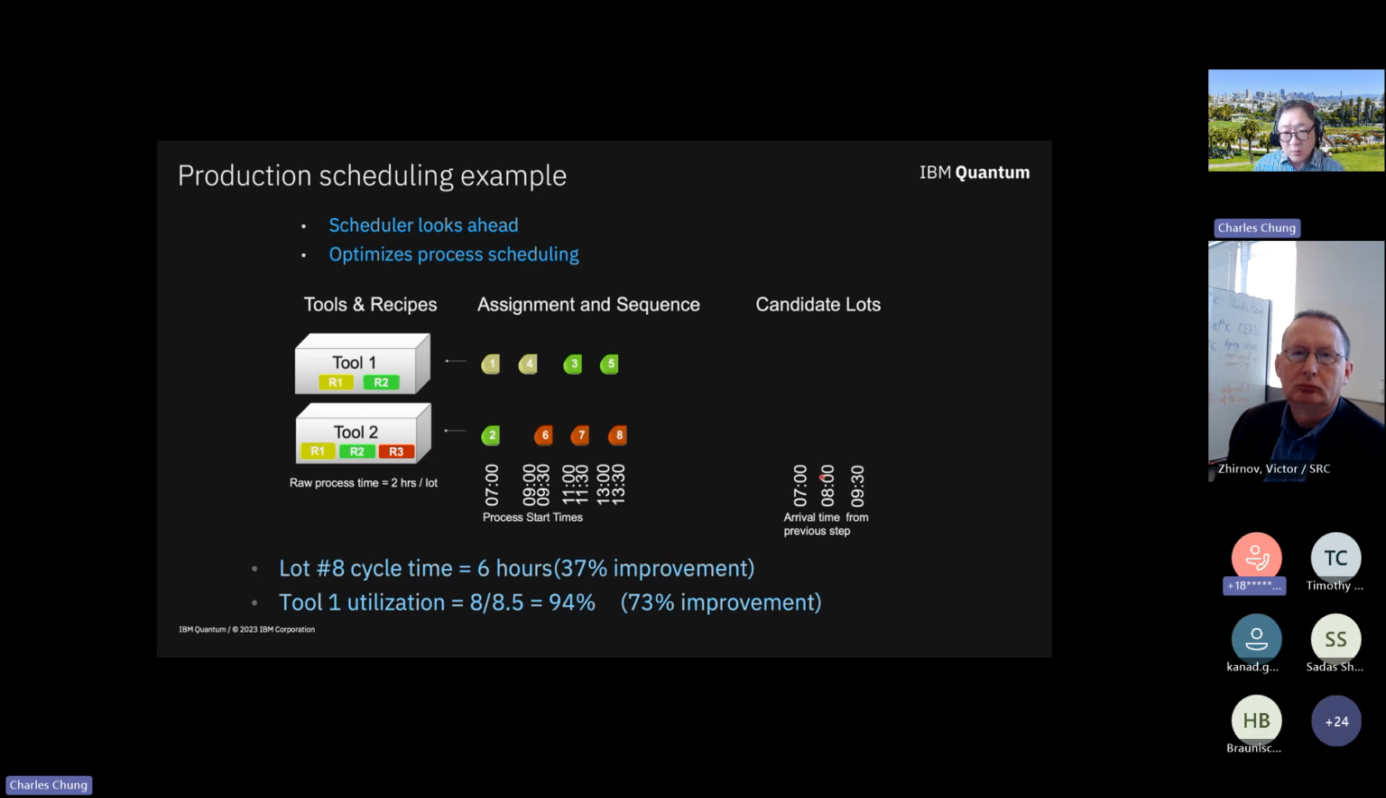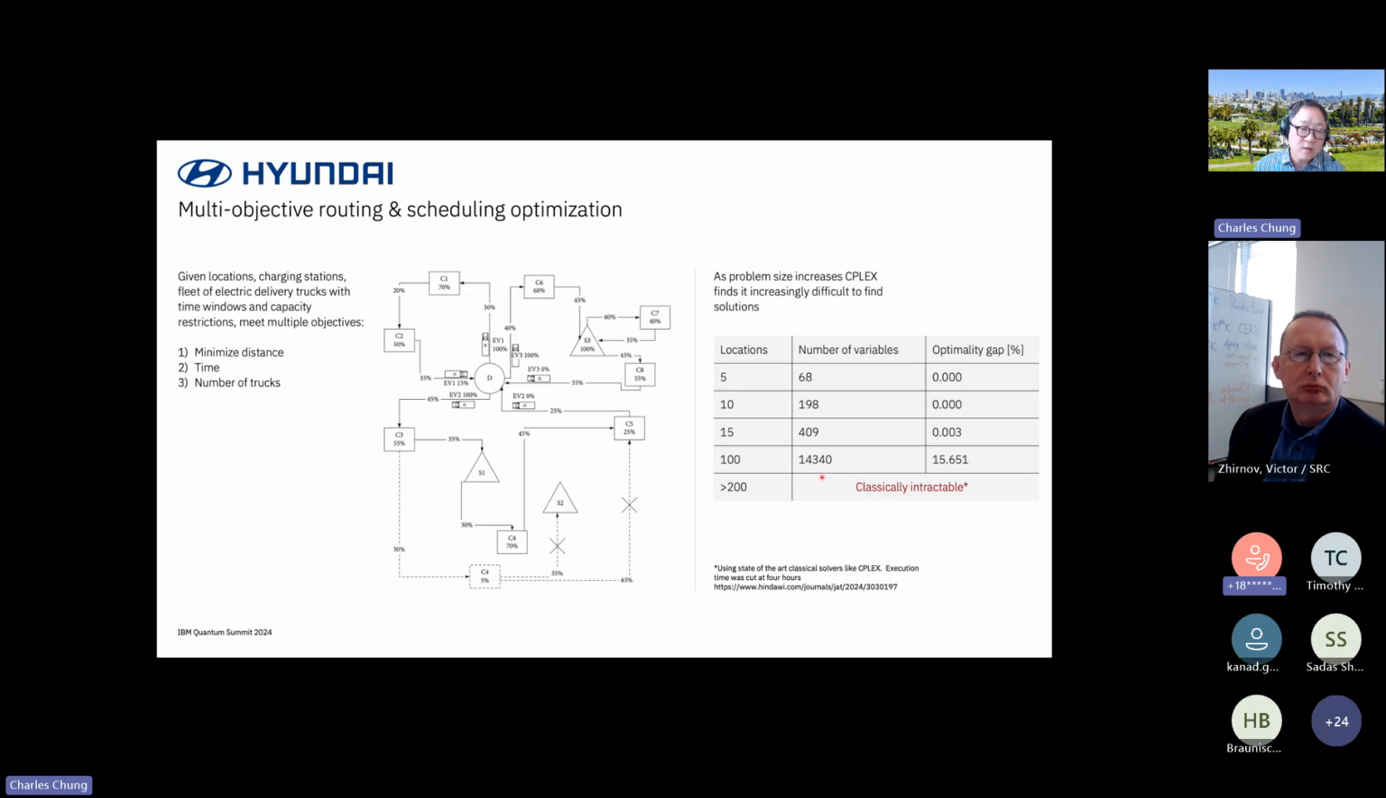We have not actually applied a quantum algorithm to this particular problem. We've done something similar to it. This is work that we do with Hyundai Corporation, where we're doing a multi-objective optimization problem. This is actually more complicated in that we're optimizing both route and scheduling at the same time. In the problem that we worked on with Hyundai, we have a depot here.